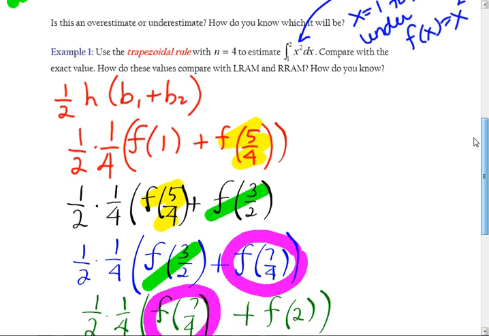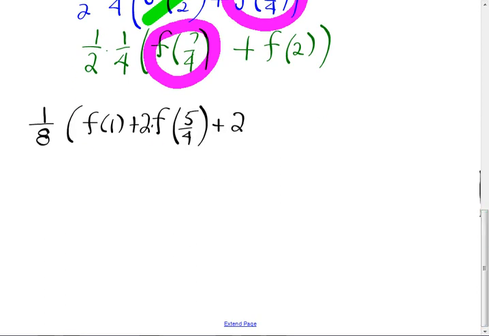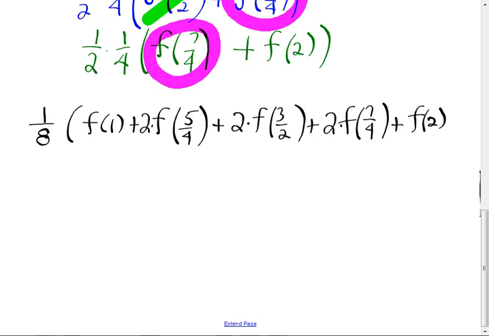And let's see, I have 2 of the 5/4, and how many of the 3/2? 2 of those. How many of the f of 7/4? 2, plus f of 2. So the first and last will not have 2's. They'll be just 1's. And all the middle ones will be double. Now, if you want to memorize that, that's fine. But some students on the exam wrote down the trapezoidal formula in general, and we gave them nothing. You actually have to find the area.